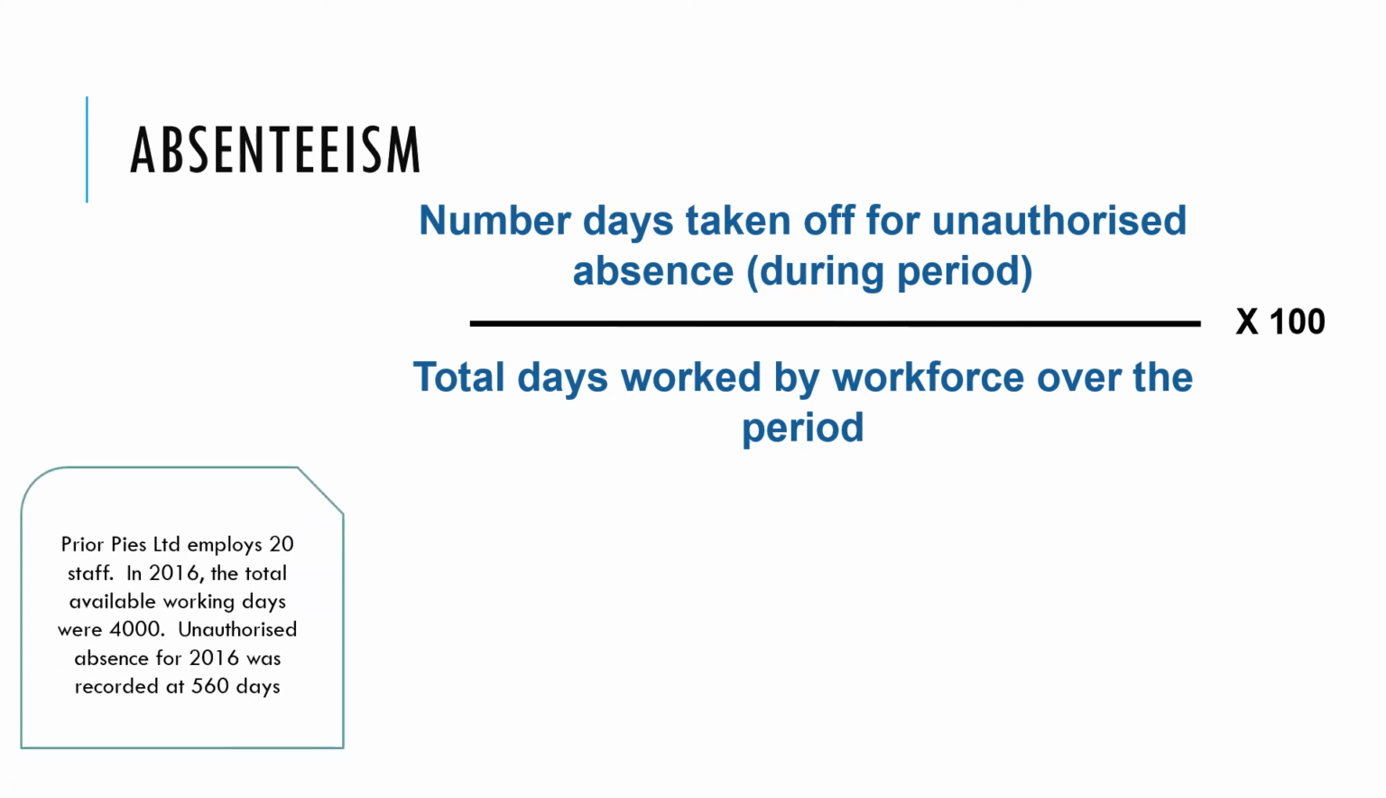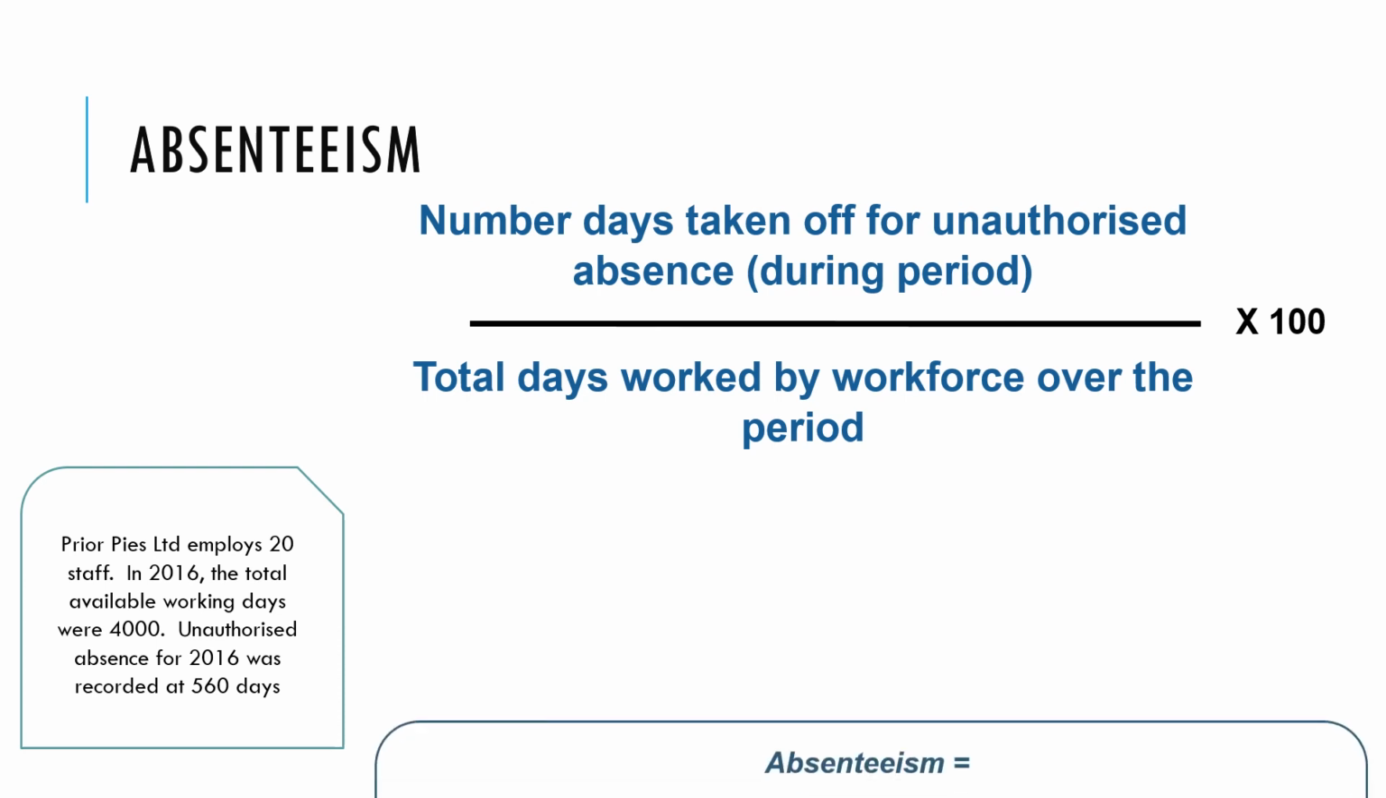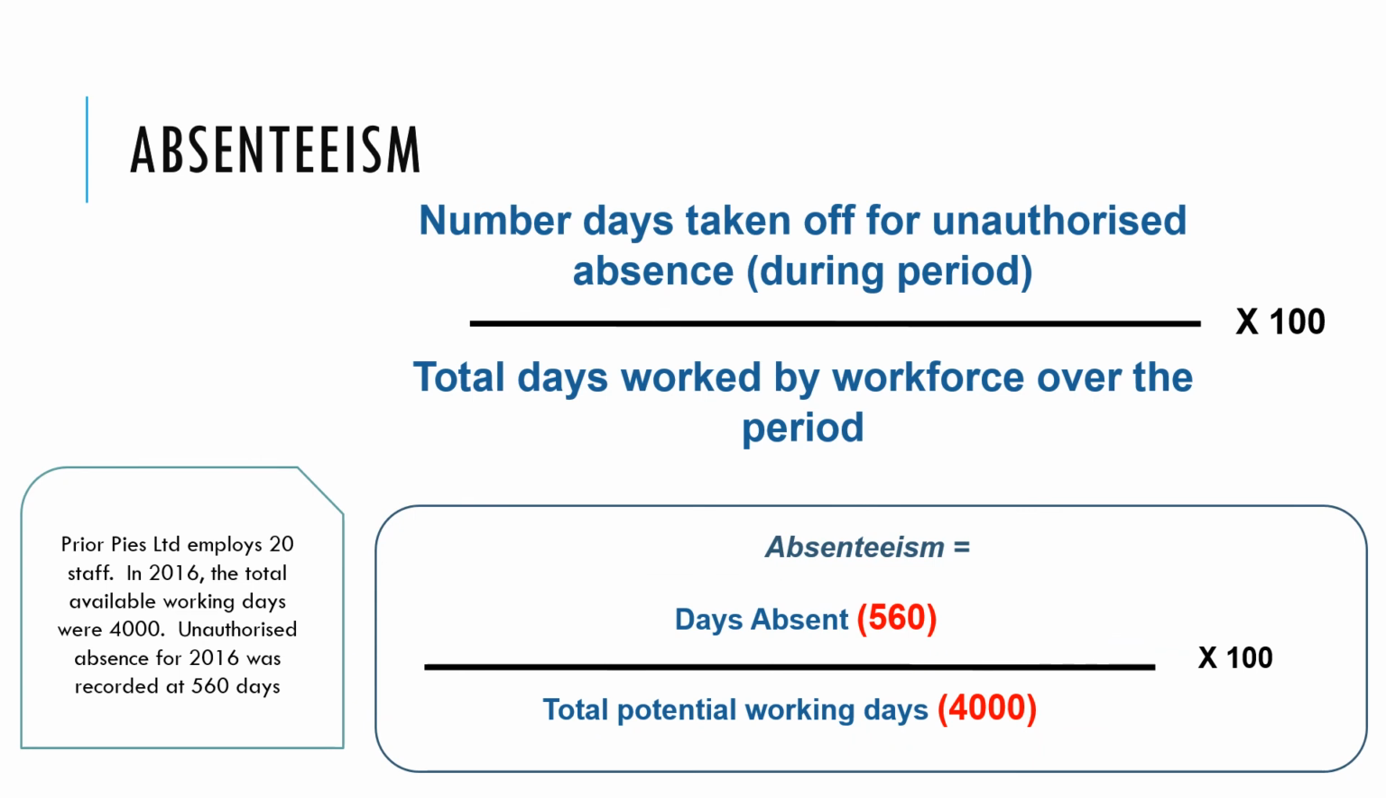So let's have a look at a quick example. Prior Pies Limited employs 20 staff. In 2016, the total available working days were 4,000. So that's the number of days that a member of staff could work times the number of staff in the business. Unauthorized absence for 2016 was recorded at 560 days. So staff had taken 560 days off in total. So what was the rate of absenteeism for the year? Well, they were absent for 560 days. They could potentially have worked a total of 4,000 days' worth of work. So the absenteeism rate here would be 14%.